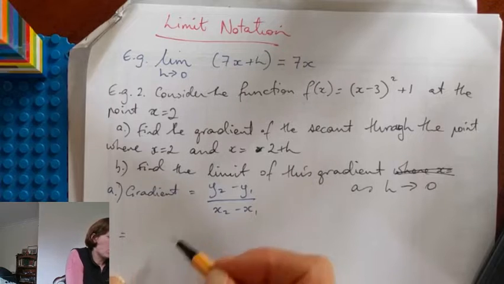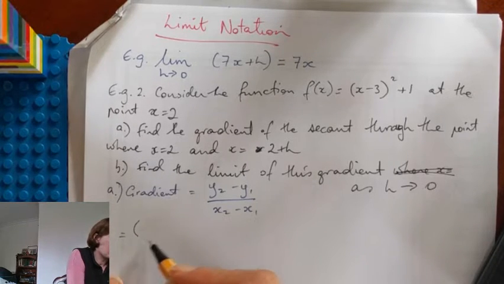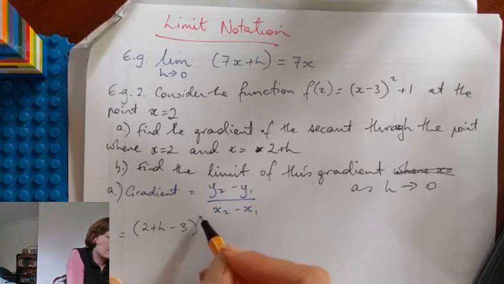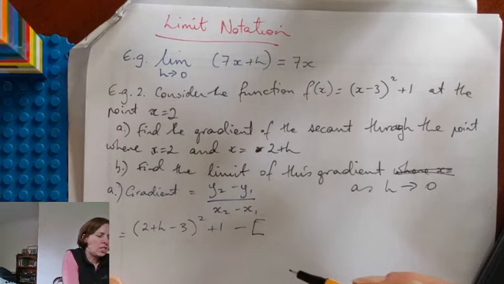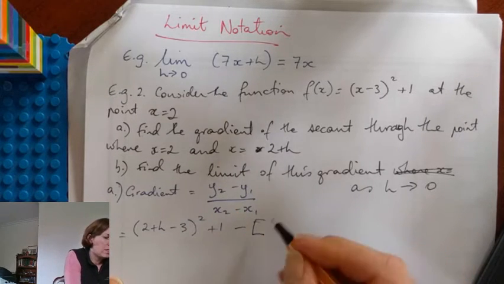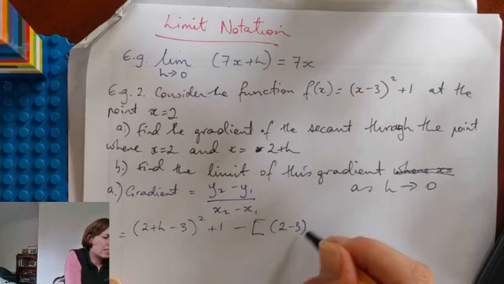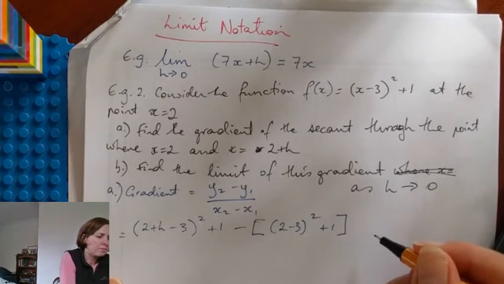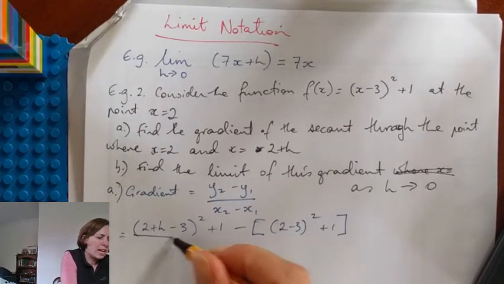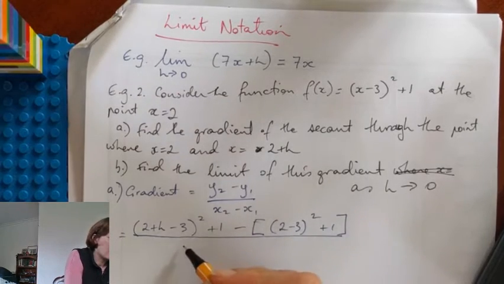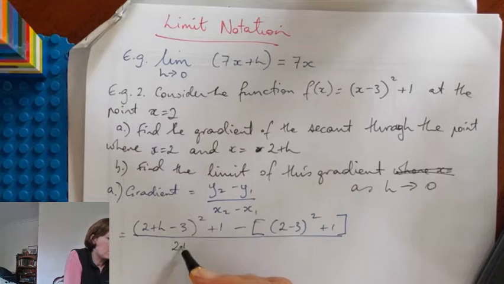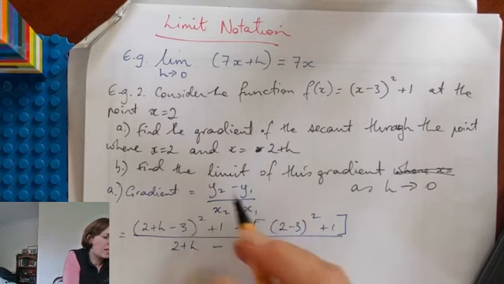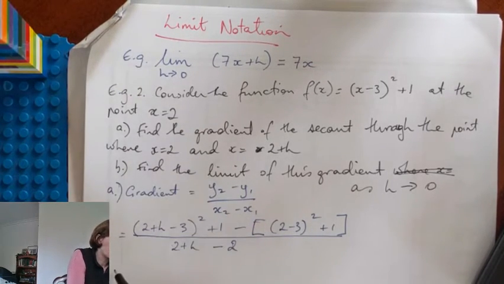So y2 is going to be, instead of x, I've got (2 plus h minus 3) squared plus 1, and then I'm going to subtract y1, which is going to be f of 2, so that's (2 minus 3) squared plus 1, and then that's my numerator. My denominator is going to be x2, which is 2 plus h, and then I subtract x1, which is where x is 2.